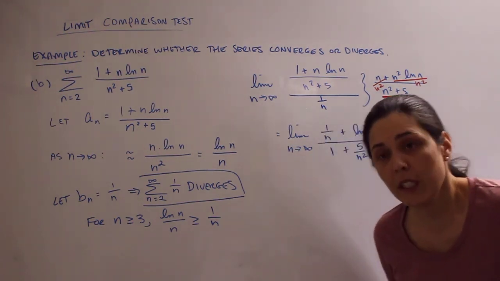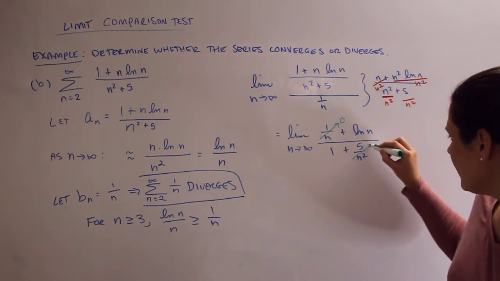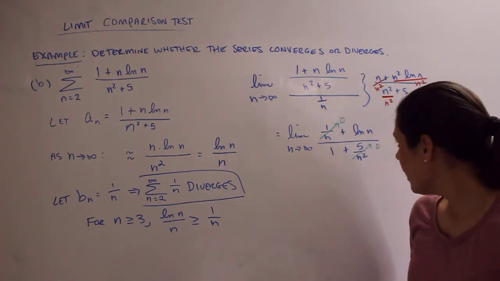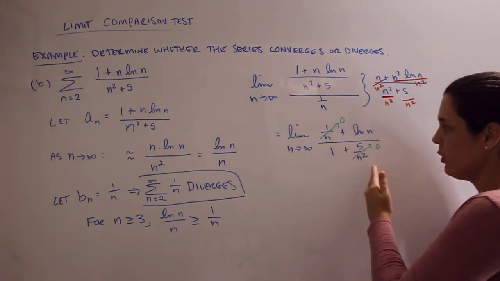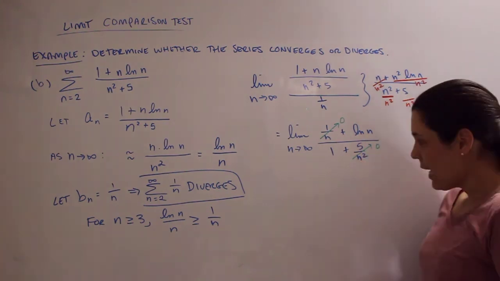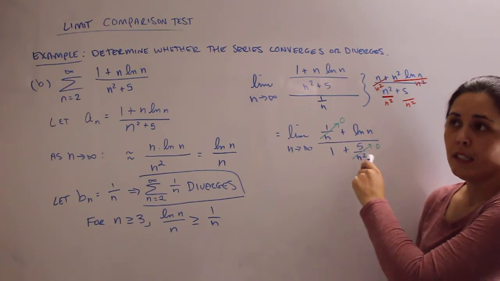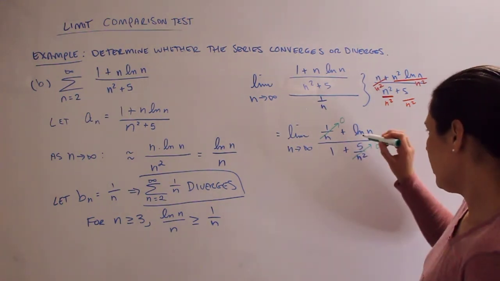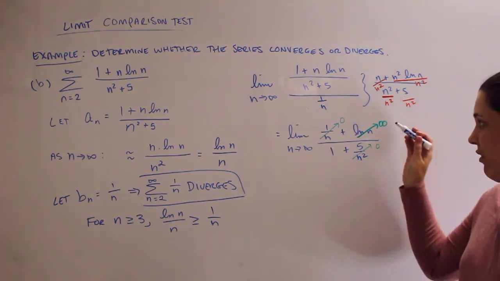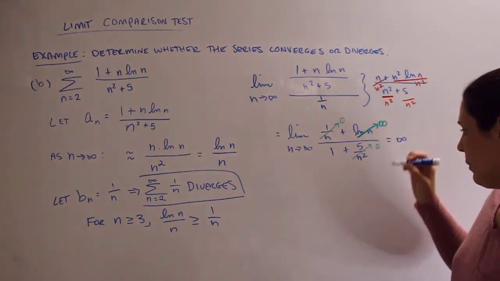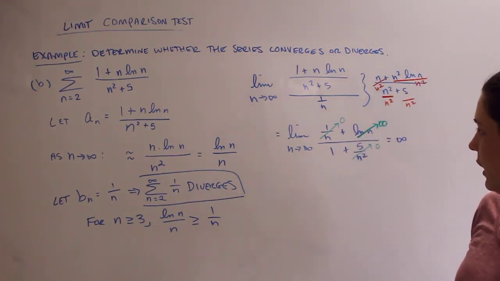As n approaches infinity, what happens? This term is 1 out of a huge number, so that goes to 0. Same thing here. But even though we have 0 plus this, over 1 plus 0, what happens here? As you plug in a really big number, natural log of a big number is a big number. So this term is going to infinity, and we actually have infinity over 1. This limit is diverging. It's going to infinity. So what do we know?